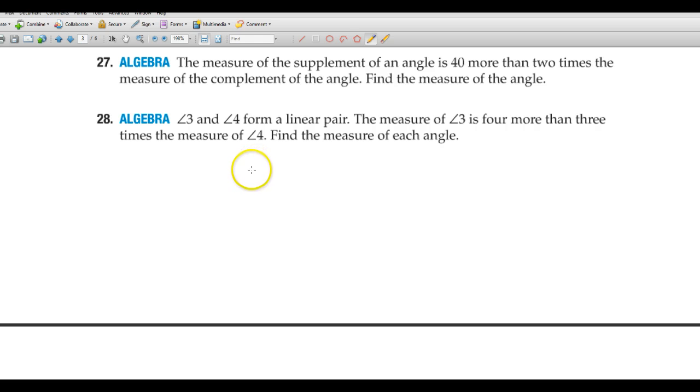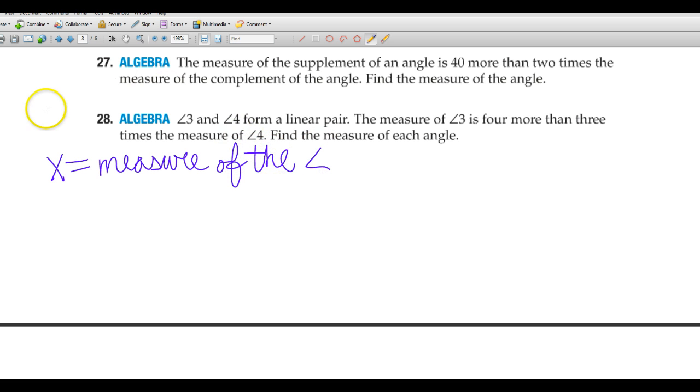Number 27, the measure of the supplement of an angle is 40 more than 2 times the measure of the complement of the angle. Find the measure of the angle. So if we let x equal the measure of the angle, and we call c the complement, so the complement would be 90 minus the measure of the angle. So if the angle was 40 degrees, the complement would be 90 minus 40, or 50, for example.